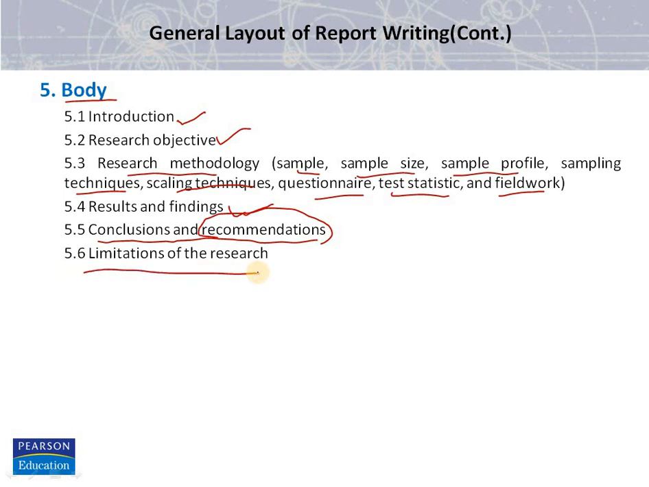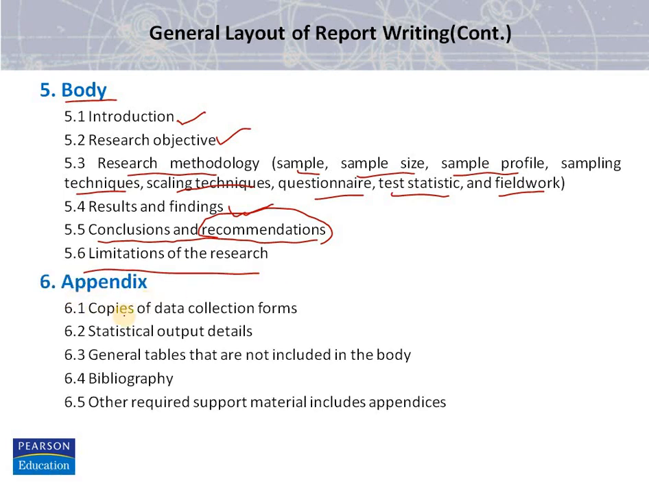Then there must be recommendations on the basis of findings, and limitations of the research. Then in the appendix, there can be copies of data collection forms, statistical output details if required, tables that are not included in the body, and a bibliography, which includes references or books referred to. Other required support material is included in the appendix. So this is the report layout, which is classified into six parts. Then we'll discuss each head in brief.